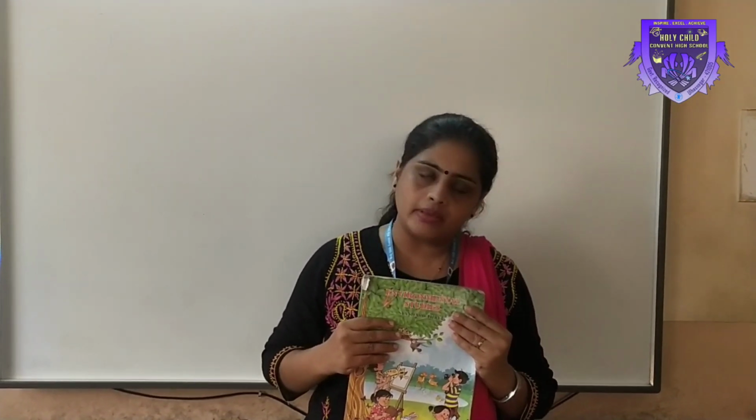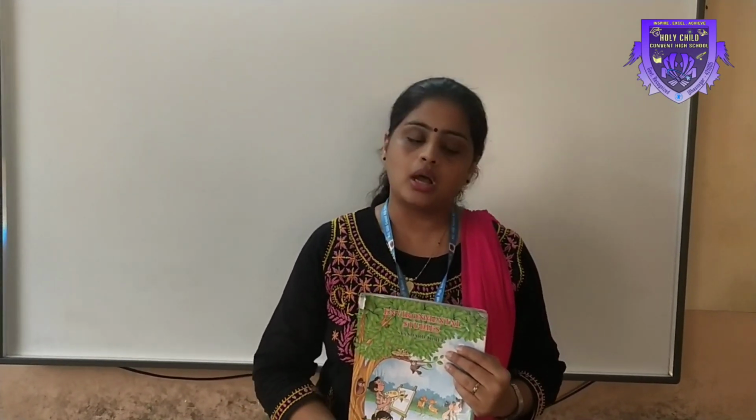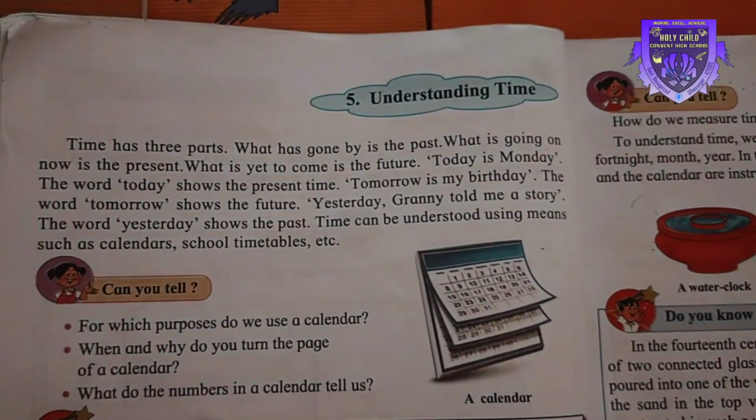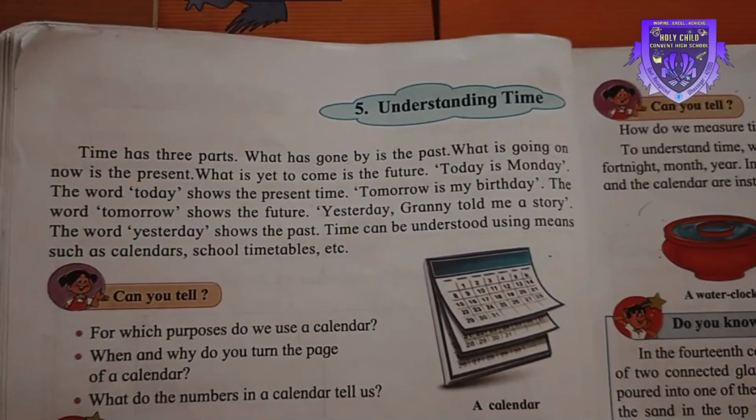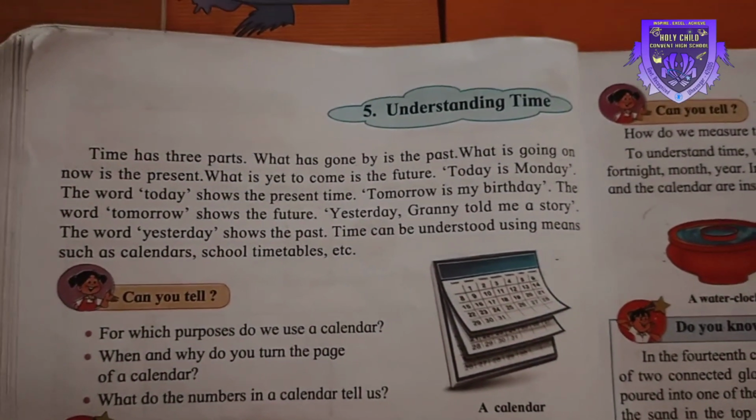In this textbook, your lesson number 1 is our environment, and that is EVS1 science, and that you have to write in EVS1 notebook. And today I am going to take your EVS2 lesson number 5, understanding time, that you have to write in EVS2 notebook. Now let's start with our lesson number 5. Students, this is our lesson number 5, understanding time, on page 30.